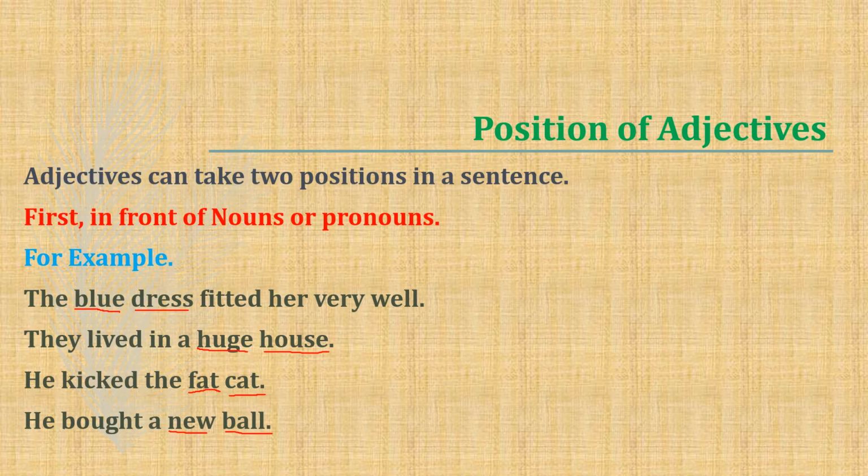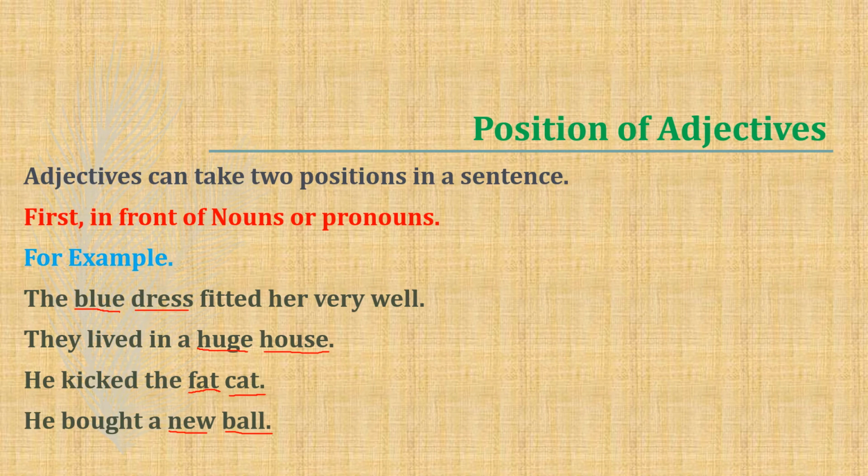So from these examples, it is clear, it comes out clearly, that the adjectives blue, huge, fat, and new are giving more information about the nouns: dress in sentence 1, house in example 2, cat in example 3, and ball in the last example.